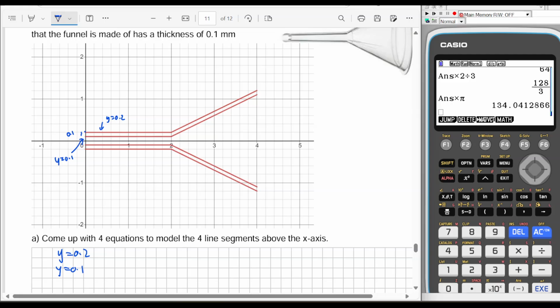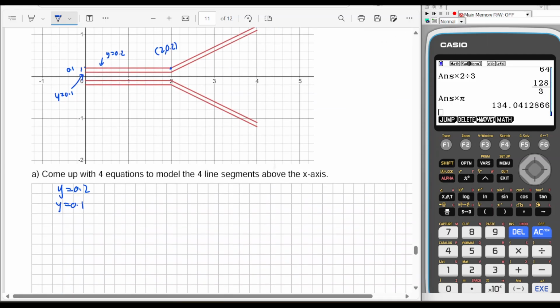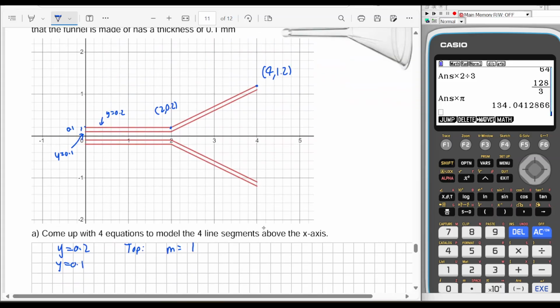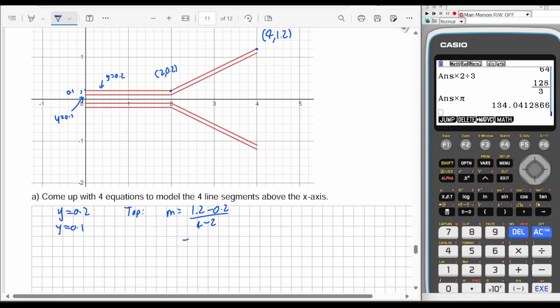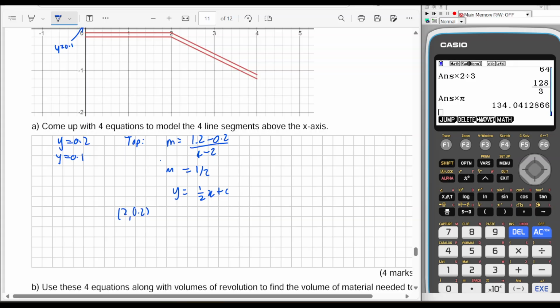Now the bits out here, we can use the same sort of method from before. So this appears to be 2 and 0.2. And then this bit up here appears to be up to 1.2. So 4 and 1.2. So the top line, m is going to be the y values. So 1.2 take 0.2 all over 4 take 2. So that is a half. And c, well, we don't know what c is, but we know that y is half x plus c, and we can sub in a point. So we can sub in 2 and 0.2 into that equation.